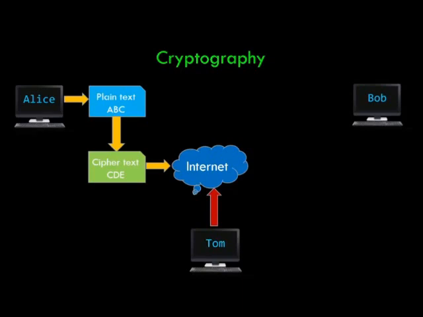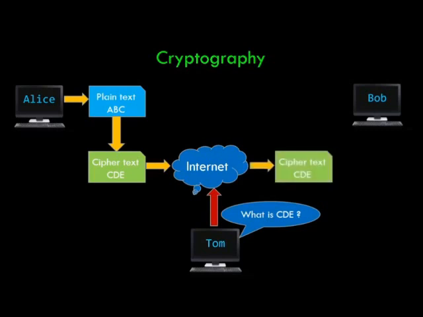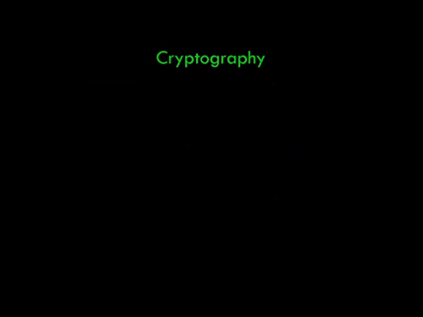As usual, Tom can capture this message. But that is not the original message. Similarly, when the message reaches Bob, he takes each character two positions back from the received text to get the original message, ABC. This process is called decryption.